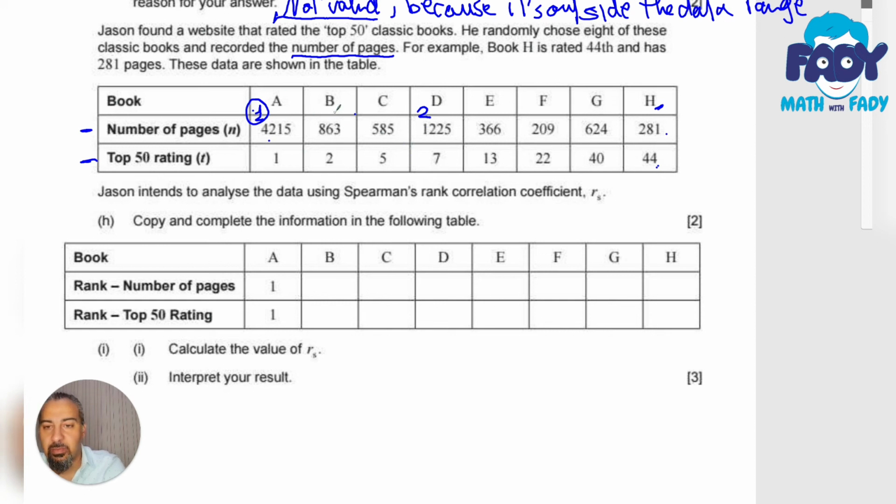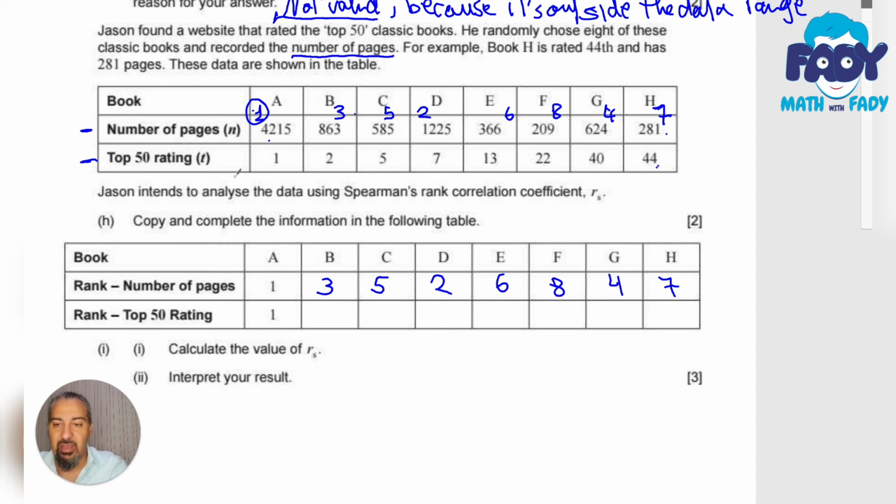Then we have here 863. This is number 3. Number 4 would be 600. 585 is rank number 5. Then E. Then H. This is 7. F is 8. So this is the rank, or the order, of the number of pages. So here it is 1, 3, 5, 2, 6, 8, 4, 7.